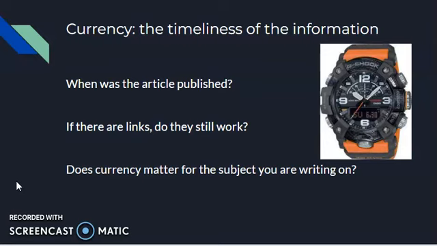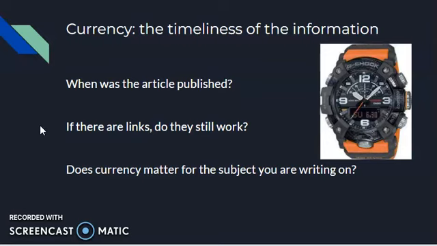Currency simply means the timeliness of the information presented in the article. As you look at currency, you need to ask 3 questions. The first is, when was the article published? Next up is, if there are links, do they still work? And then finally, you need to ask the question, does currency matter in the subject that you are writing on? Some subjects, absolutely. Some subjects, not so much.